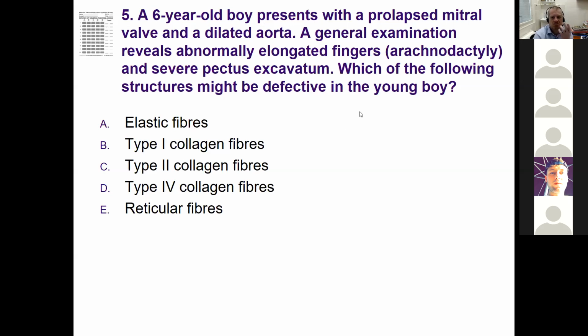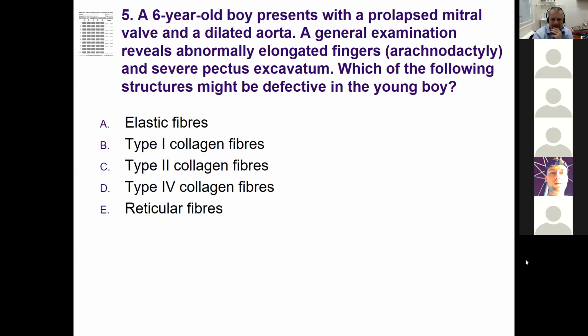I will give you a minute or so. I can see how many students already voted, so I will wait until at least the majority, more than half of the students, will pick their vote. And that's actually why you need to remember the importance and metabolism and occurrence of elastic fibers from our first year histology.